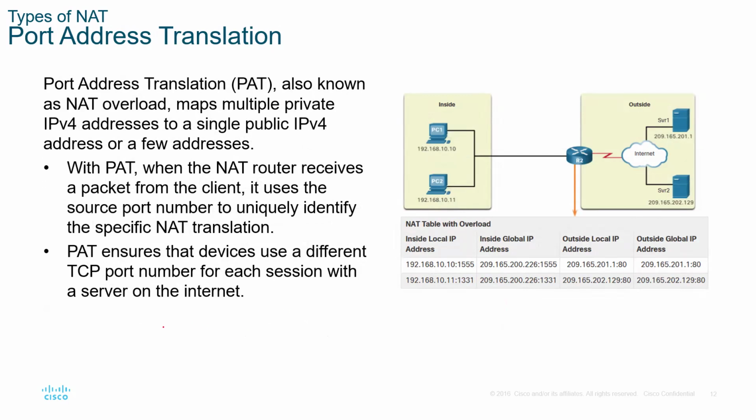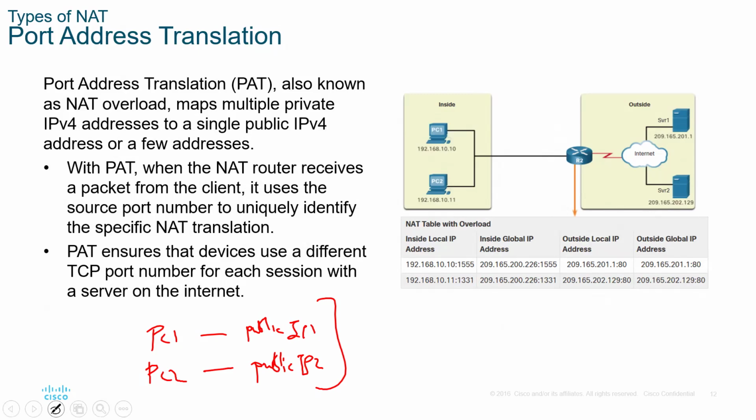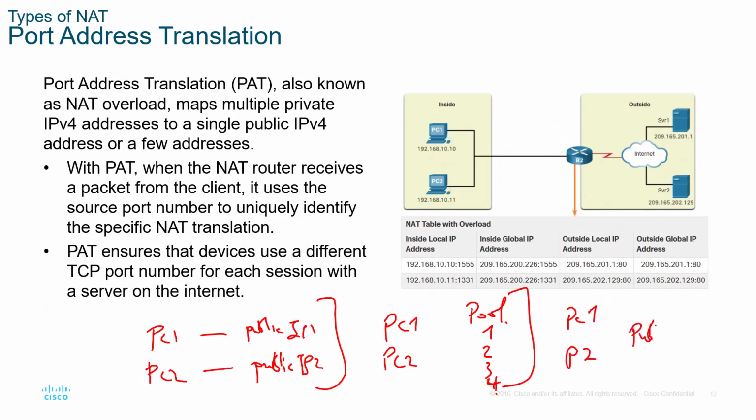With static, if I have PC1 and PC2, there is a one-to-one mapping with public IP 1 and public IP 2. This is static. One-to-one mapping. With dynamic, if I have PC1, if I have PC2, I have a pool with addresses 1, 2, 3, 4. So I'm using multiple addresses if I have multiple internal devices. With PAT, port address translation, I have PC1, I have PC2. I only have one public IP address.